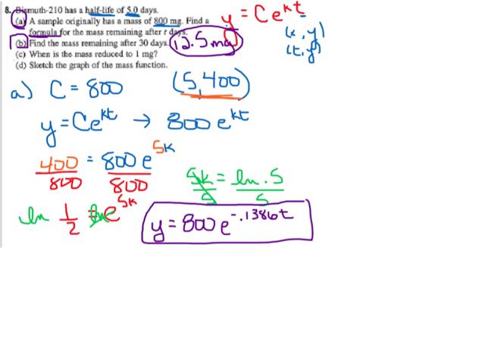Okay, for part C, when is the mass reduced to 1 milligram? Now 1 this time is not your time, right? 1 is your amount. So now we're going to use the amount variable, which is y, and set that equal to 800 e to the negative 0.1386t, and solve for t, and that's going to tell you your time. So think about the steps, pause if you want to try it yourself first.